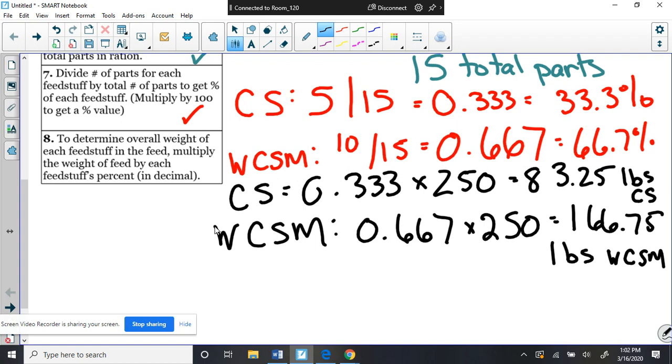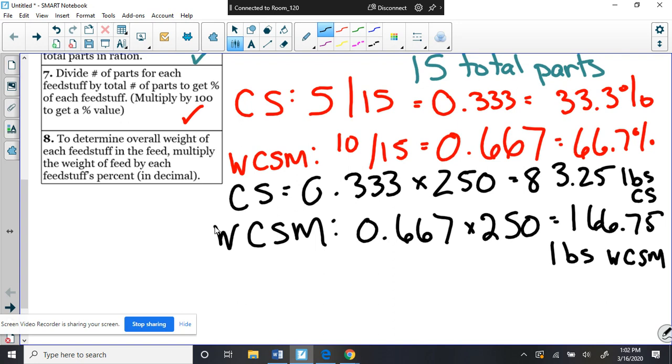So at this point, I figured out how to make a recipe, how to make a ration or a TMR, a total mixed ration, using corn silage and whole cottonseed meal that contains 18% protein, because for the animals that I'm feeding, that is the ideal amount we need. It's going to take me 83.25 pounds of corn silage. It's going to take me 166.75 pounds of whole cottonseed meal.